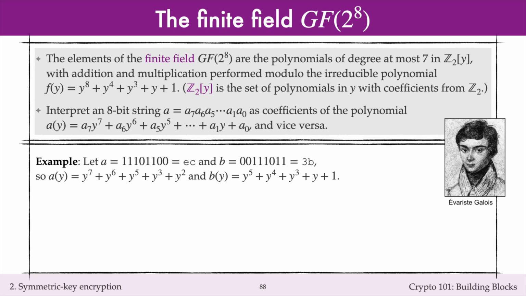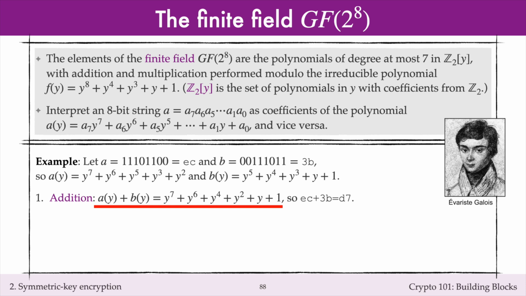Let B be the byte 0011-1011, which in hexadecimal is 3B. And so the polynomial corresponding to the byte A is a(y) = y^7 + y^6 + y^5 + y^3 + y^2. The missing powers of y correspond to the zeros in A. Similarly, b(y), the polynomial corresponding to the byte B, is y^5 + y^4 + y^3 + y + 1.